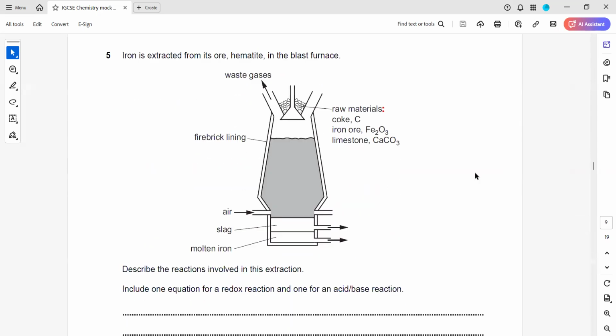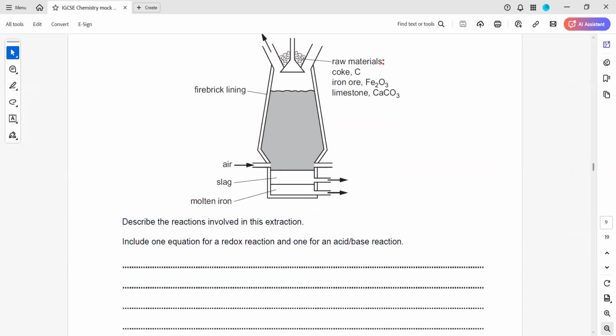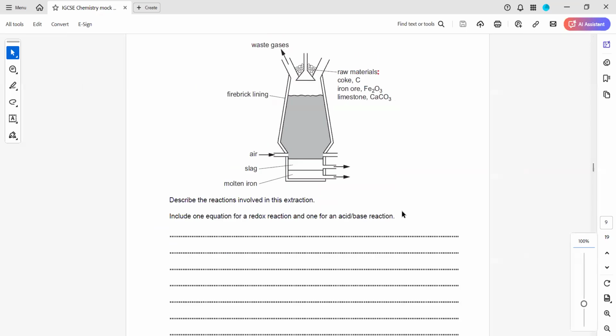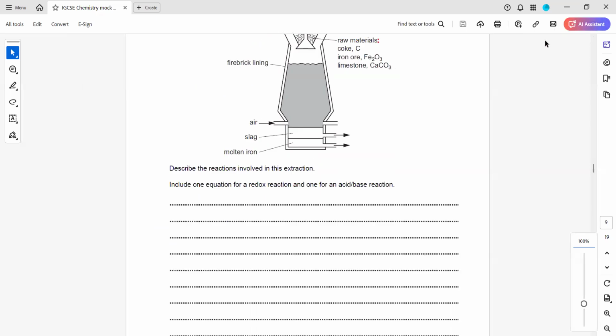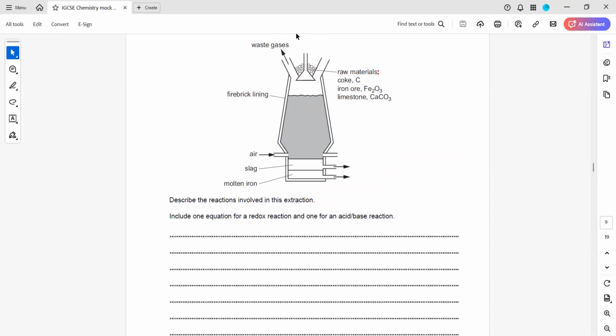This question is about the extraction of iron. Iron is extracted from its ore hematite in the blast furnace. Describe the reactions involved in the extraction of iron and include one equation for a redox reaction and one for an acid-base reaction. So what actually happens in the extraction of iron?